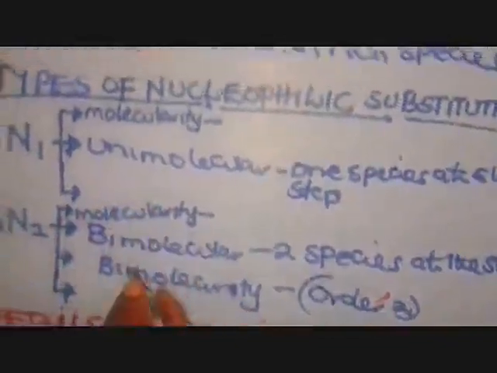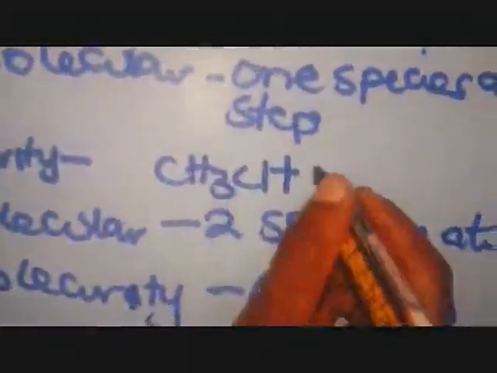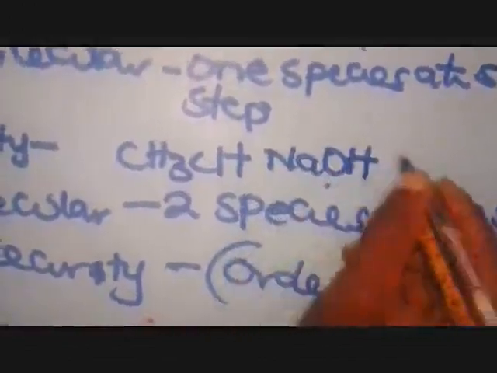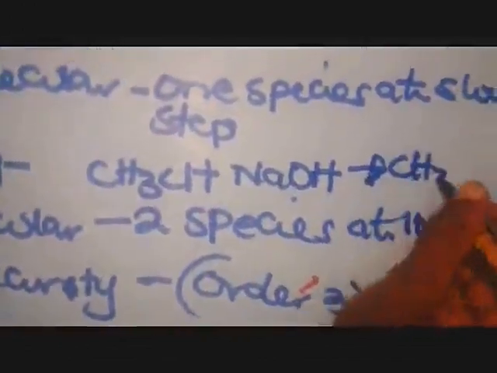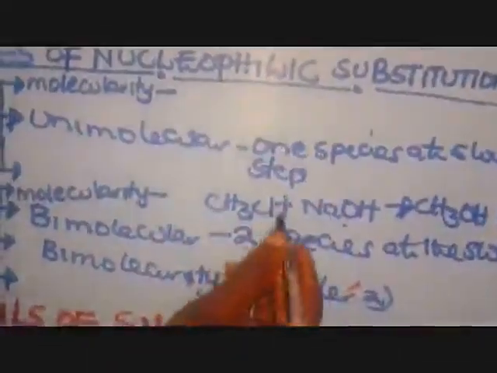Then, for instance, when you have chloromethane plus sodium hydroxide, we are going to form an alcohol, methanol, plus sodium chloride. That kind of reaction falls under SN2. Remember, this one here is a primary alkyl halide.